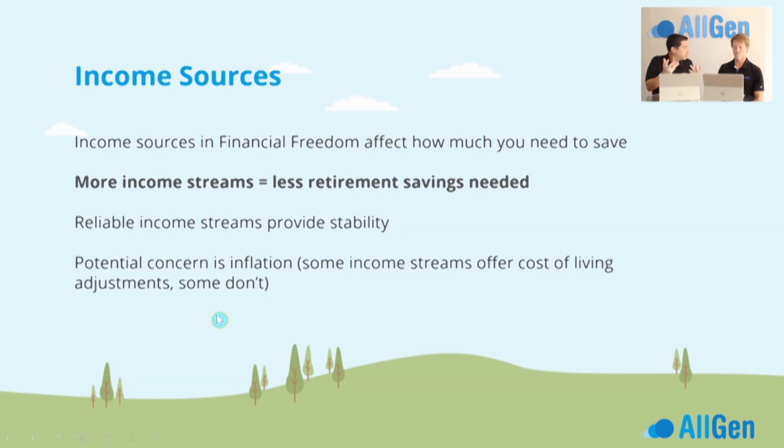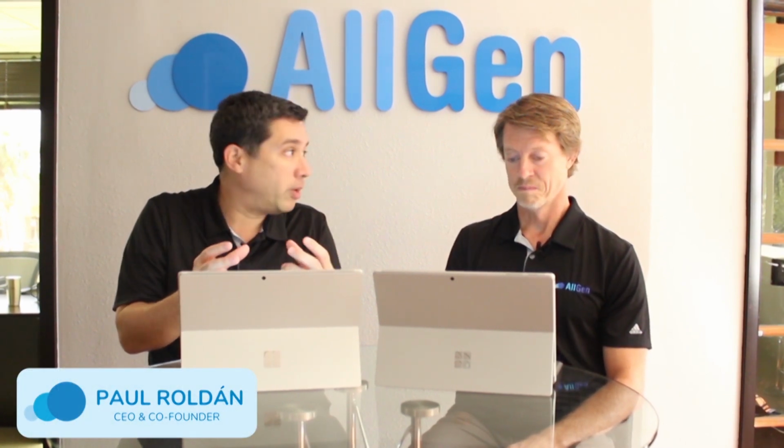Reliable income streams provide stability. The only concern is if income sources, as you'll see them here in a minute, happen, you don't necessarily control, are they adjusting for inflation? Is it enough to keep up with the cost of living? So it's not that income sources are bad, that's just one consideration when calculating your future financial freedom numbers.